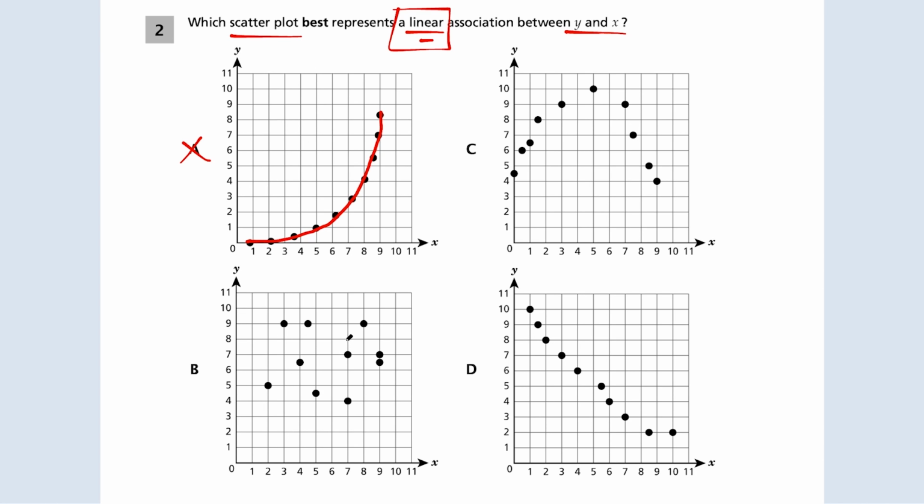Now B, there's no association between y and x. This is all just random points here. So we could just go ahead and chop out choice B. And now choice C, this is definitely not forming a straight line. This is kind of looking like a parabola here, so this one's out. And now choice D, if we draw our line of best fit, you see how this captures most of the points here. So choice D is our solution.